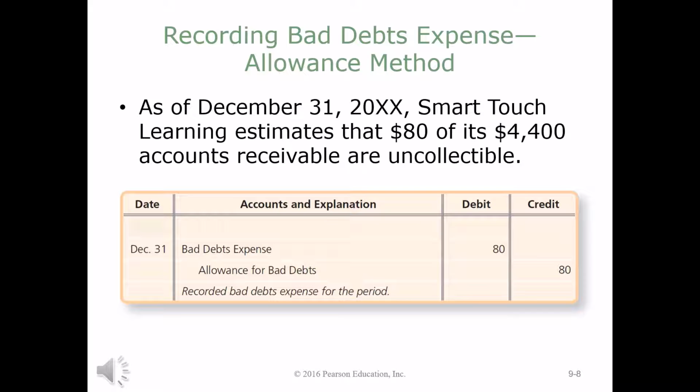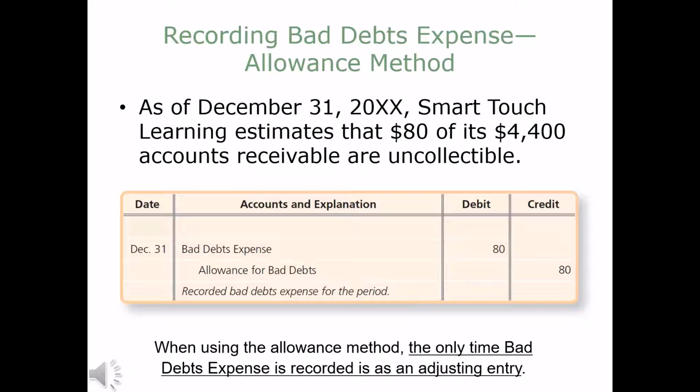Let's look at a few transactions for Smart Touch Learning based on the allowance method. On December 31, Smart Touch Learning estimates that $80 of its $4,400 in accounts receivable are uncollectible. Because this is an estimate, we're going to immediately expense this amount and then reduce our accounts receivable by posting a credit to the contra asset account for allowance for bad debts.